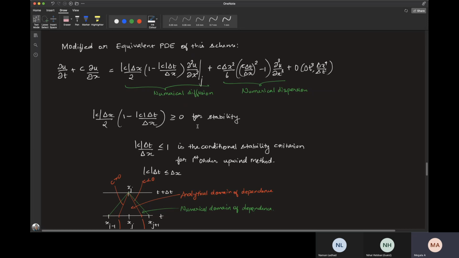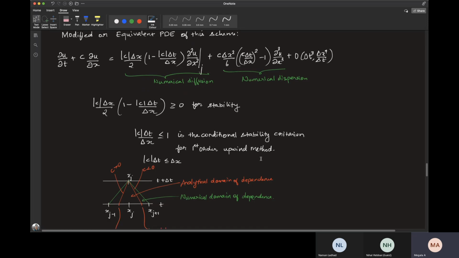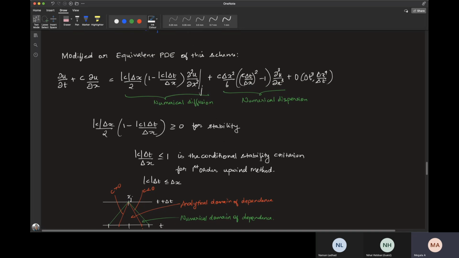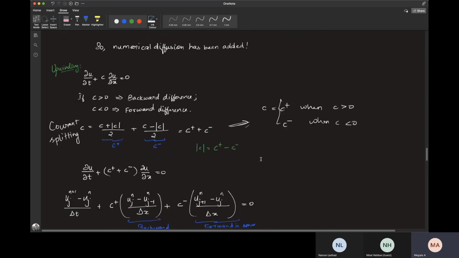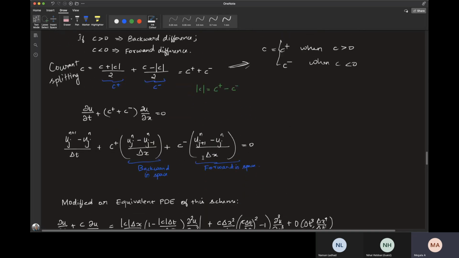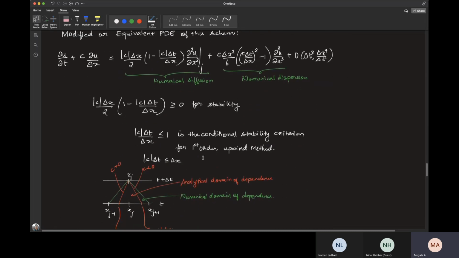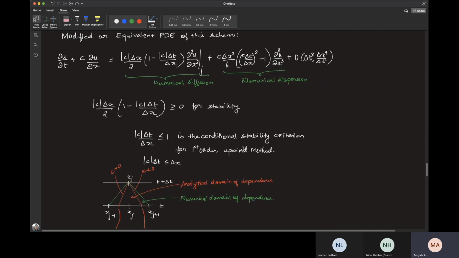This quantity will be positive only when mod C delta t by delta x is less than or equal to 1, because the first factor is always positive and we want the product to be positive. So this is now our conditional stability criterion for the upwind method that we are considering. This is our first order upwind method, and for that this is our stability criterion.